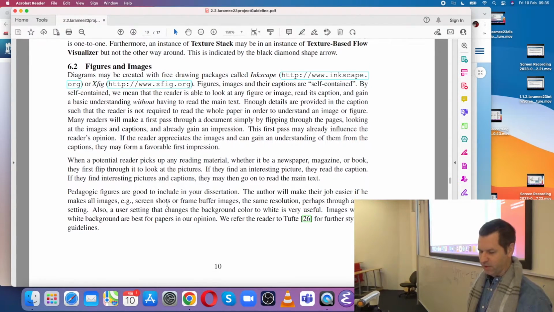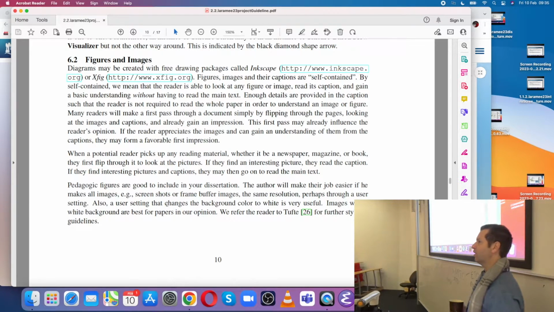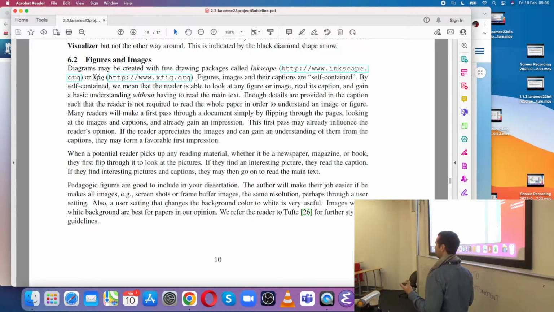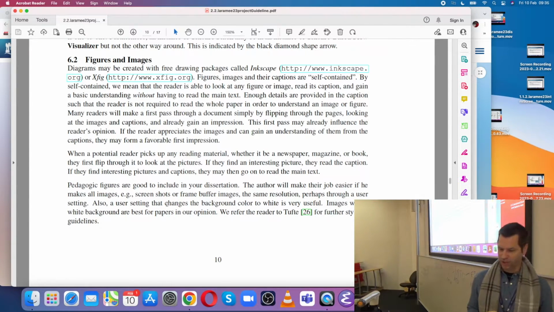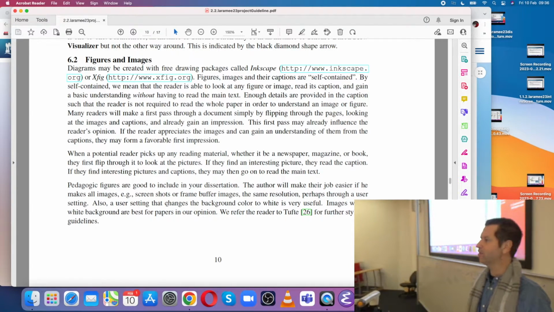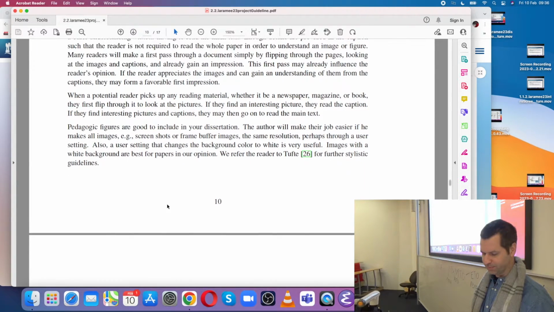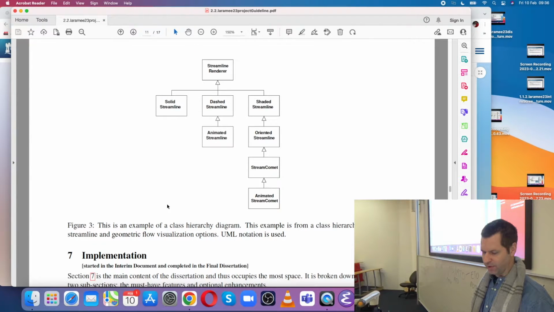There's some advice about using figures and images. Like all of your dissertations are going to have figures and images in them. Which ones are you going to have, right? That's a question. And then what are you going to use to make them? If you draw your own diagrams, how are you going to draw your own diagrams, for example? There's another example. This is a class hierarchy diagram. So if you have some software you're writing.